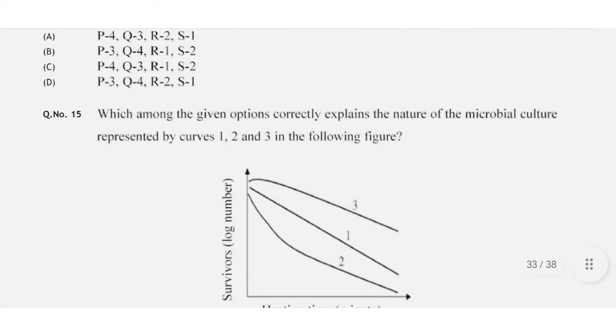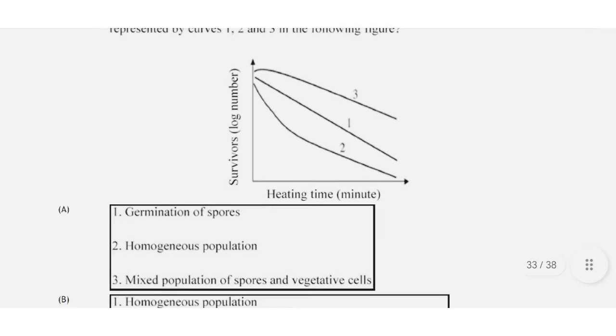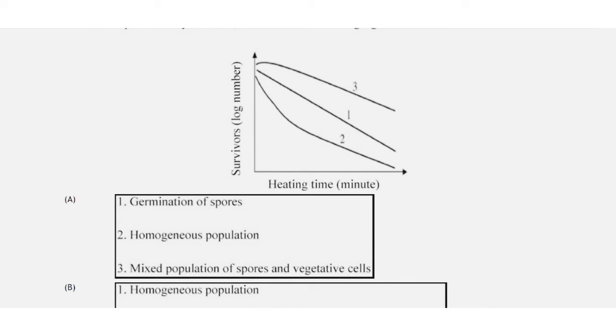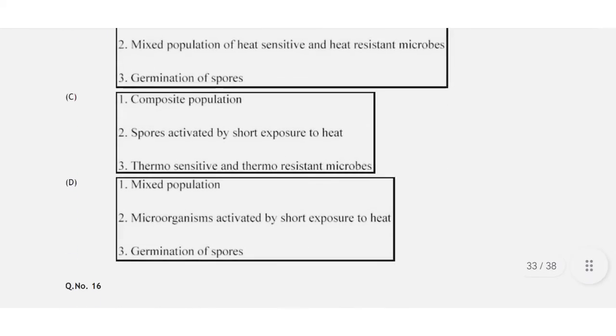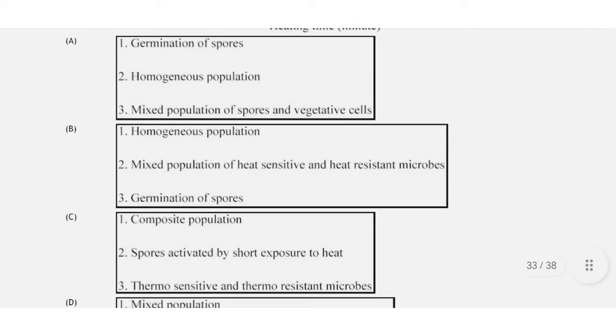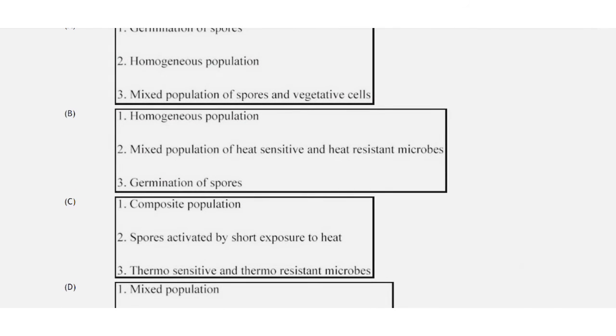it is a type of multiple selection question. Let's start with the question first of all. Which among the given options correctly explains the nature of the microbial culture represented by curves 1, 2 and 3 in the following figure? It is a graph plotted between heating time and survivors' log numbers. There will be options A, B, C, D, and the right option for question number 15 is B: homogeneous populations, mixed population of heat sensitive and heat resistant microbes, and germination of spores.